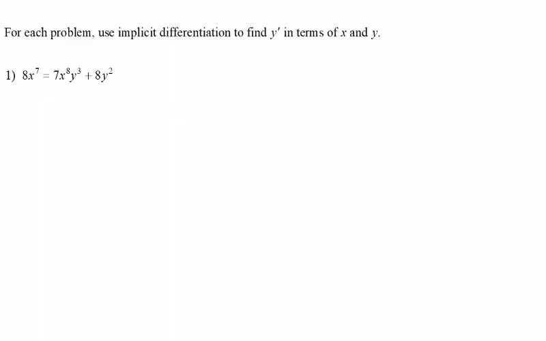So number one, we're using implicit differentiation here. For each problem, use implicit differentiation to find y prime in terms of x and y, right? So what we'll do is differentiate this. Remember, y prime and dy dx are synonymous. If I don't state otherwise, y prime is always going to be dy dx, unless it's in terms of another variable, and I'll tell you like dy dt or dy something else. On this test it'll be dy dx, okay?